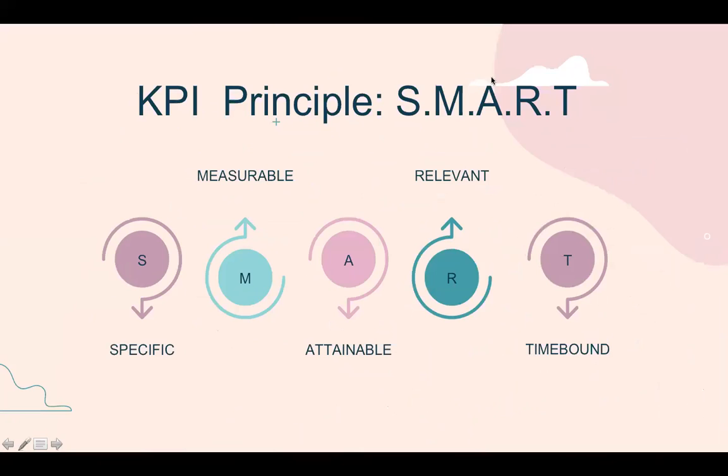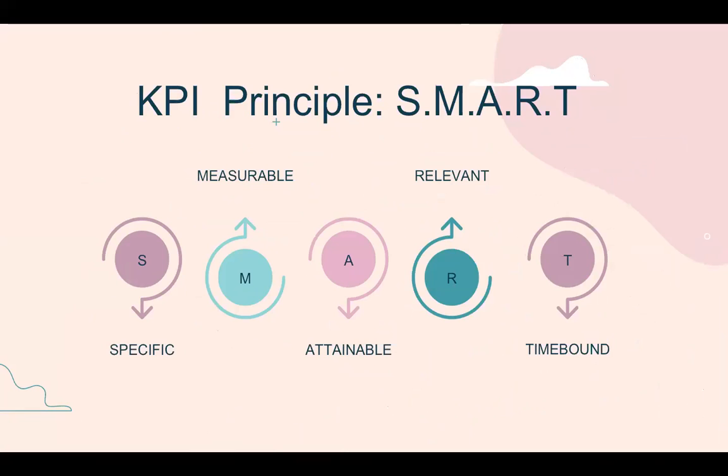Now, what are the principles for KPIs? It's the abbreviation SMART. First, it has to be specific. Whatever target you're keeping for yourself, it has to be specific to your own business. Second, it should be measurable. How are you actually going to see the progress? Third, it should be achievable, attainable. You're setting it for yourself to actually achieve. Fourth, it should be relevant.